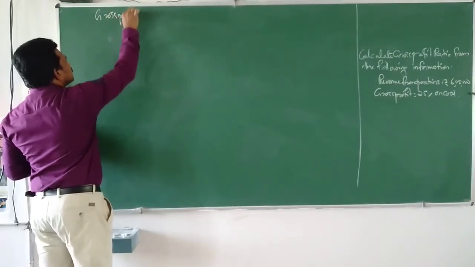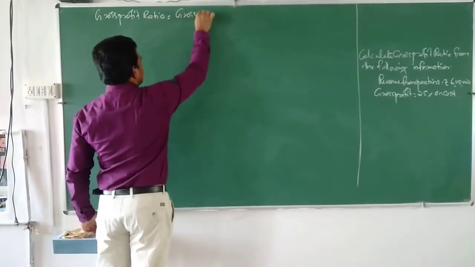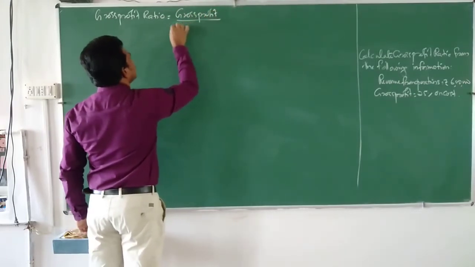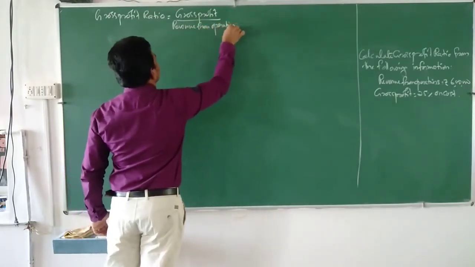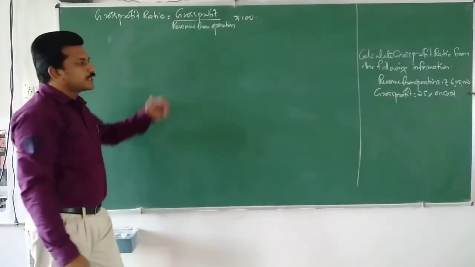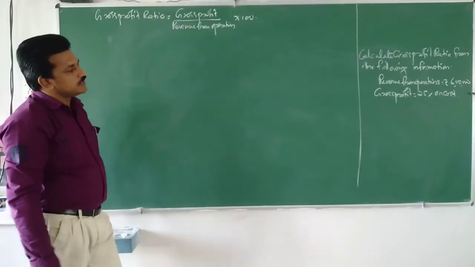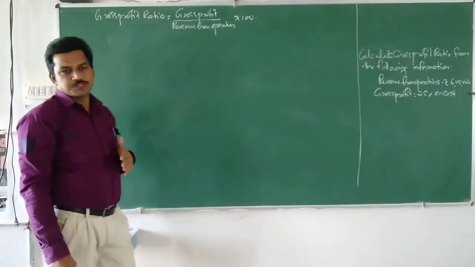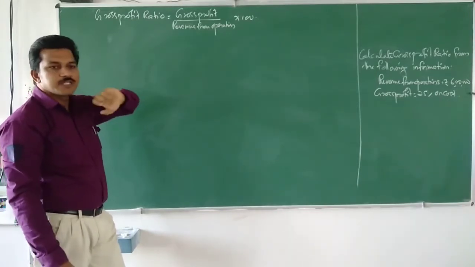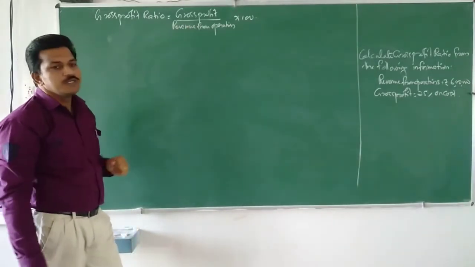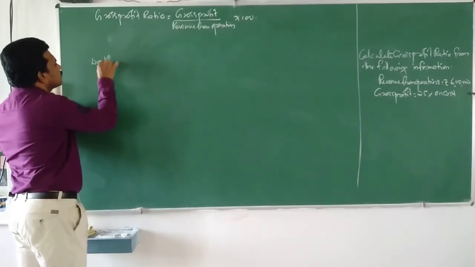Gross profit ratio is equal to gross profit divided by revenue from operation into 100. We have to get the ratio in percentage; that's why we are using 100. So, is gross profit given? No, it is not given. We have to find it out. Revenue from operation is given, 6 lakh. That is directly given. We have to find out gross profit, so we can do it in working notes.